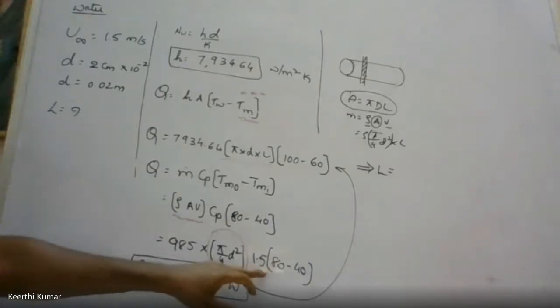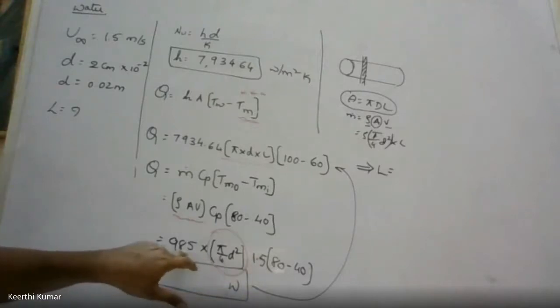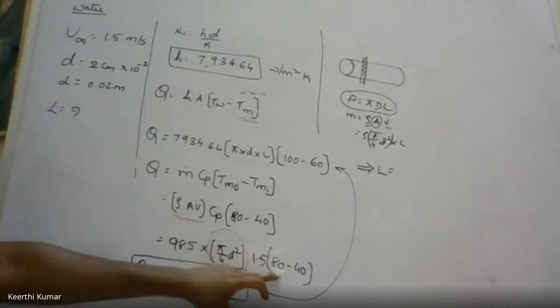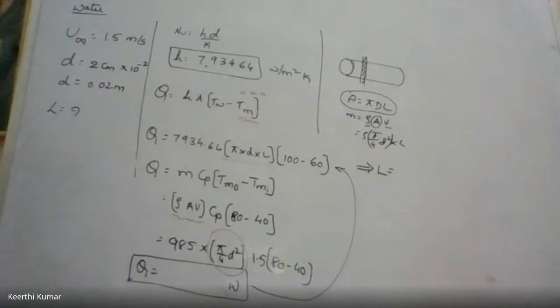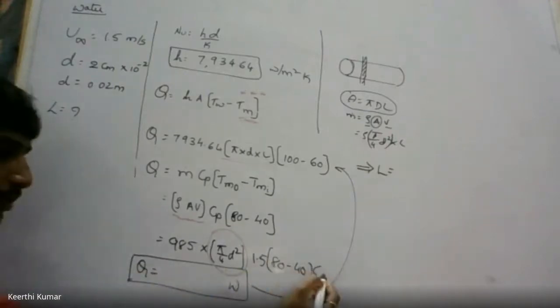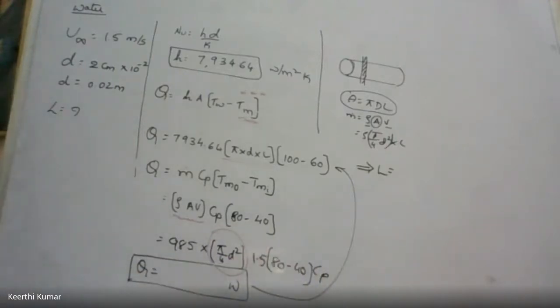I forgot to write the Cp value here. Cp also write. I wrote rho A V delta T directly. Cp you write. What is Cp? That also you add up. You multiply the value of Cp. Cp we got from the data handbook, from the properties of water at 60 degrees centigrade.